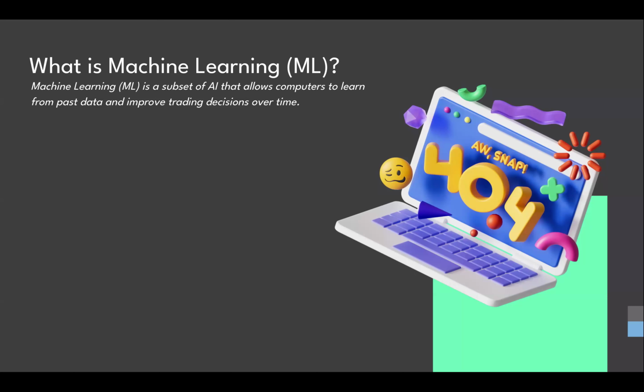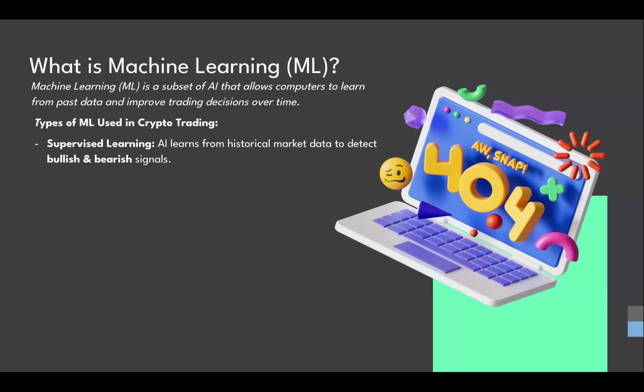Machine learning is a subset of AI that allows computers to learn from past data and improve decisions as time goes on, the more data it gathers and learns from. There are different types of machine learning one can use in crypto trading, and one of them is supervised learning.